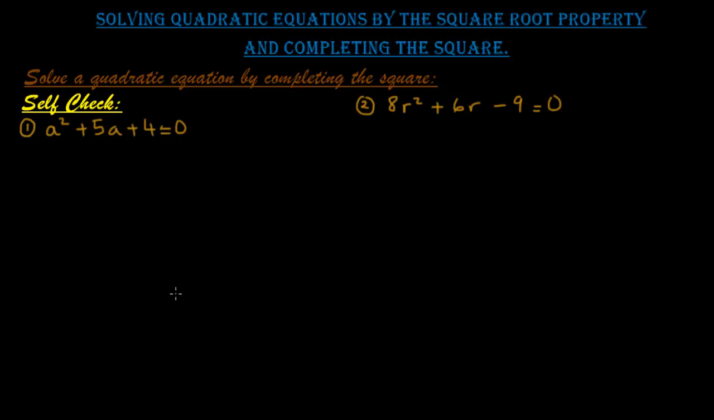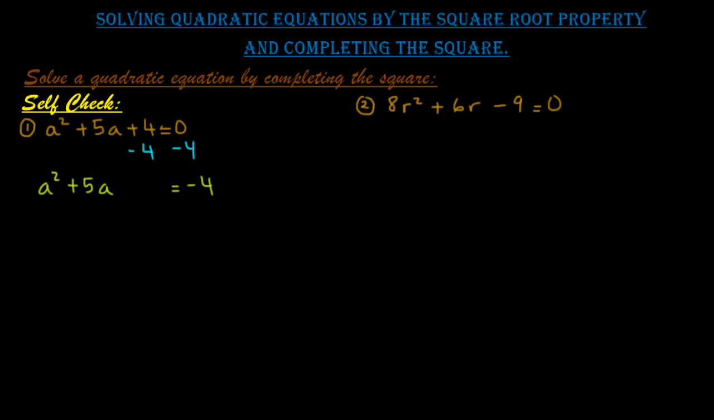So, I believe you have your answer already. Now let's work through each of them and see if we end up with the same answer or not. So problem 1, a squared plus 5a plus 4 equal to 0. So the first step is to isolate the variable. So subtract 4 on both sides. That will give me a squared plus 5a equal to negative 4.